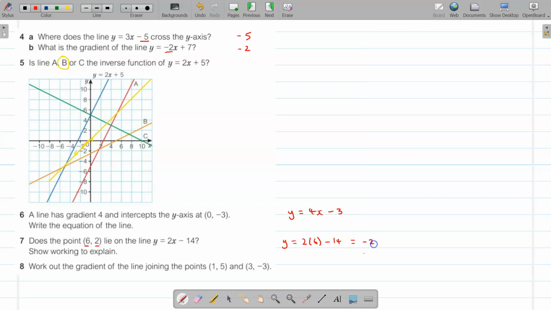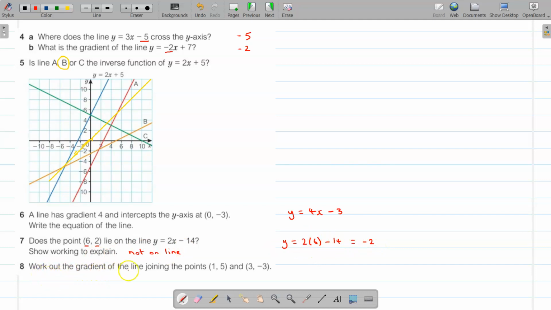So that tells me if the x coordinate is 6 on this line, then the y coordinate would have to be minus 2. But this one isn't, it's 2. So therefore the point 6, 2 is not on the line. Not on the line. Okay? And you've explained it by doing this working here.